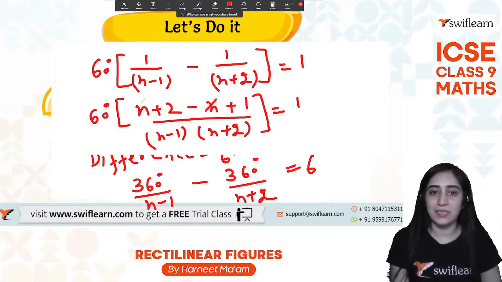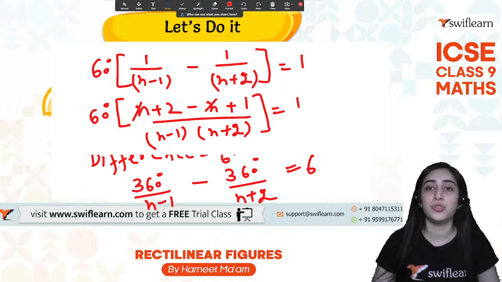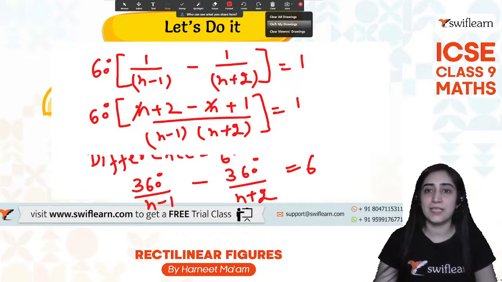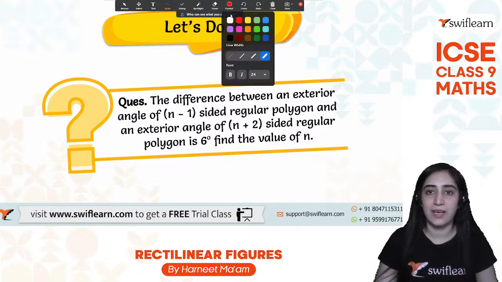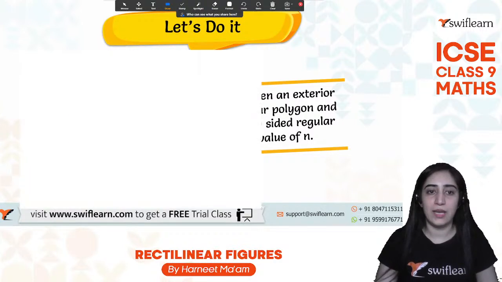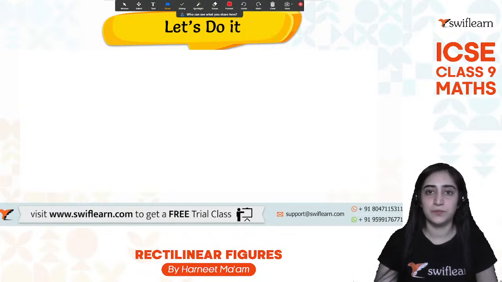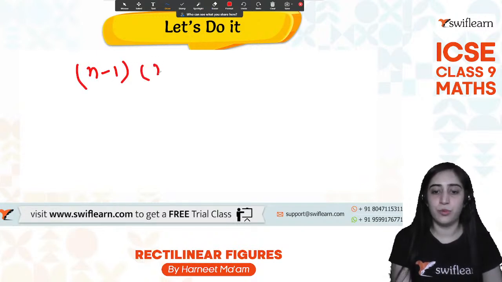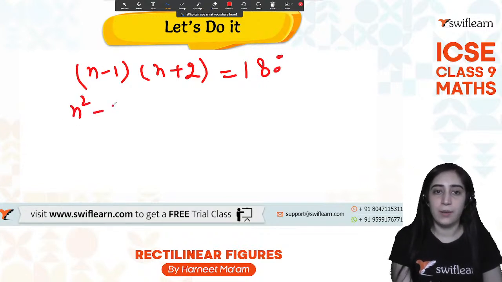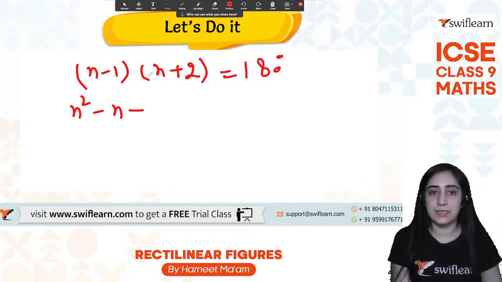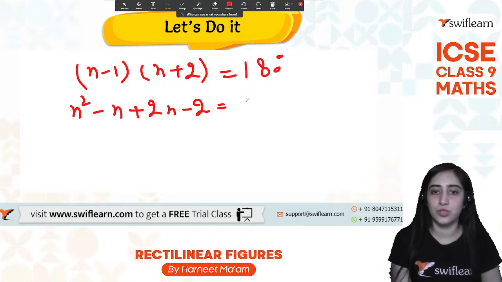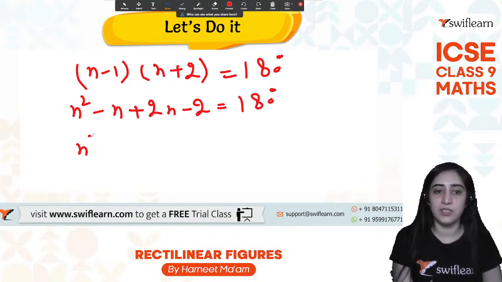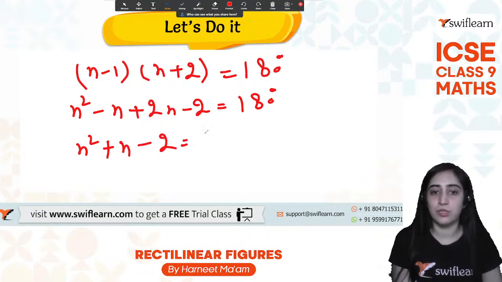So here n and n cancel. The value 3 comes here. 60 into 3 comes out to be, what is 60 times 3? 180 degree, right? So putting that value again, let's see how we proceed next. So far we got n minus 1 into n plus 2 is equal to 180 degree. Let's solve this. n squared minus n minus n squared minus n plus 2n minus 2 is equal to 180 degree, which gives me n squared plus n minus 2 is equal to 180 degree.